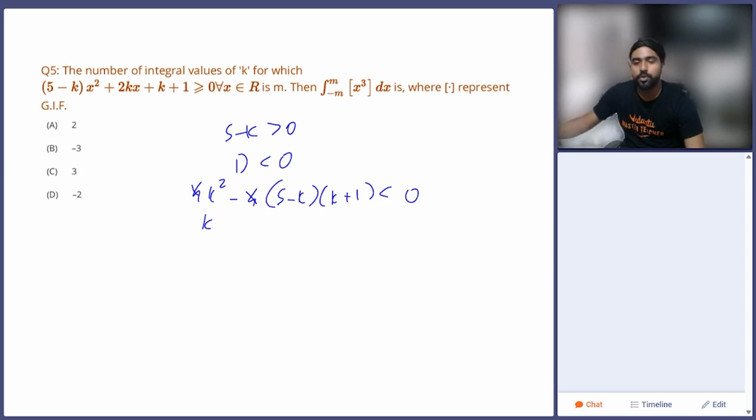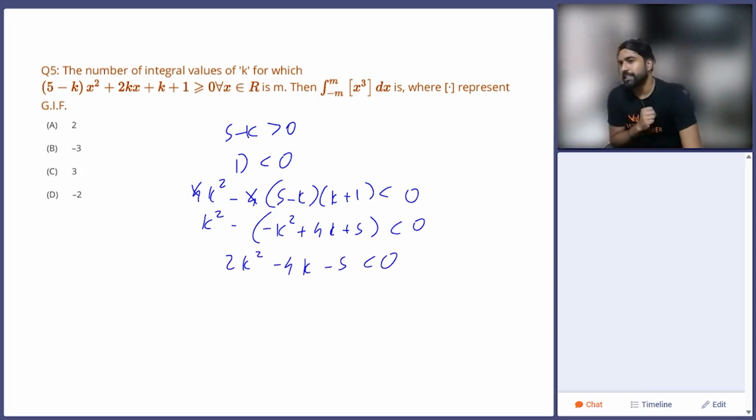So you can cancel this 4 out. You have k square minus, what do you have over here? Over here you have minus k square minus k, that's plus 4k plus 5, less than 0. So basically you have 2k square minus 4k minus 5 should be less than 0. This is the expression you have. Let's find the roots. I don't think we have anything directly factorizing, right? So you'll have to use the quadratic formula over here.